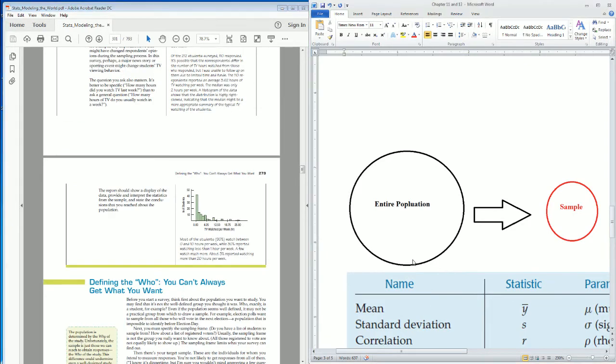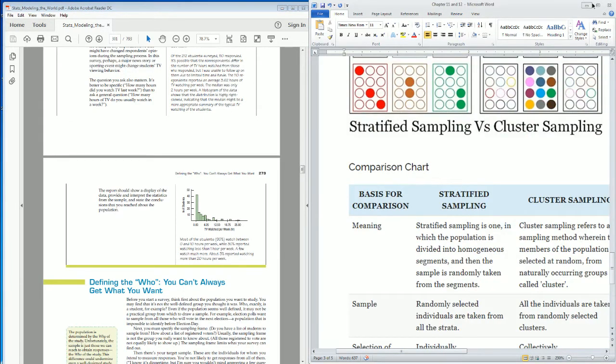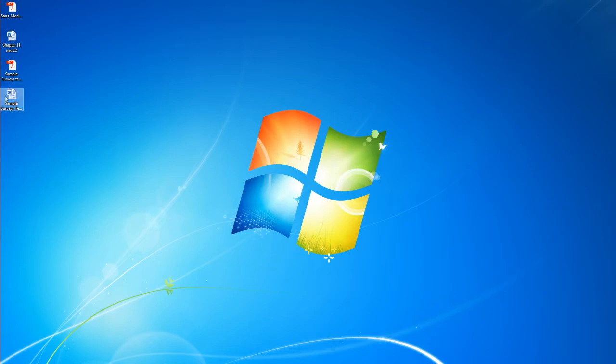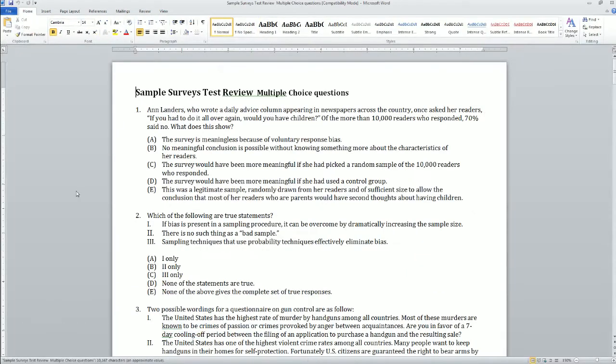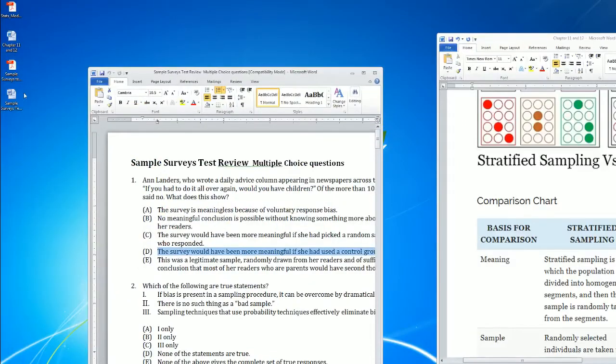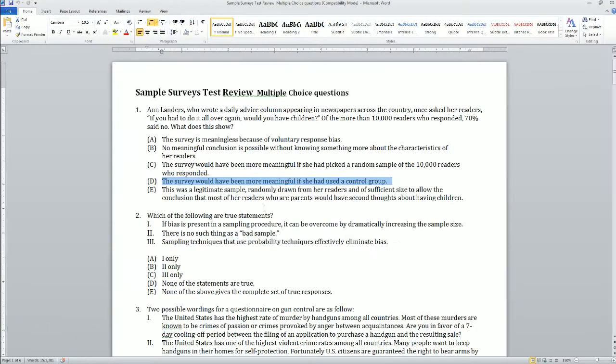Are you ready to do the problems now? Yeah, I think so. Okay. Do you have the list of the problems on you? The sample survey test review. Yeah, it starts with multiple choice. So that's what we're going to go over right now. Okay, let's do number one. Read the question, you give me the answer.